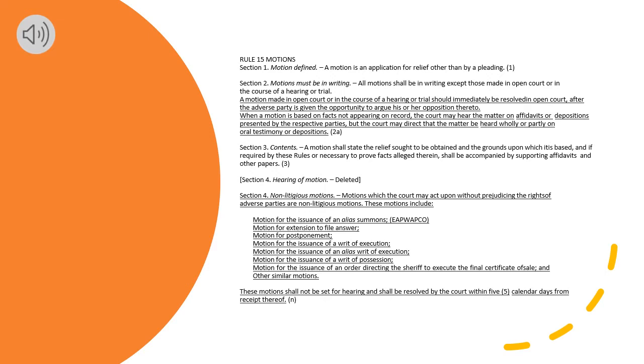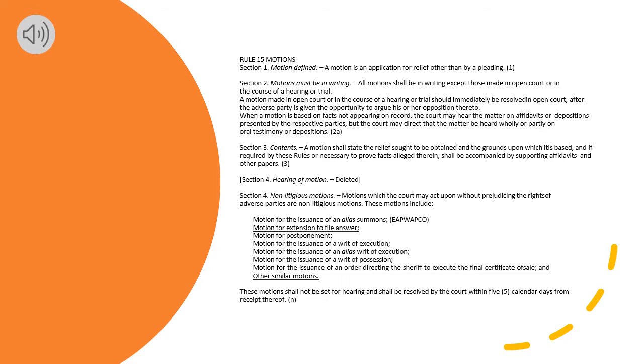Section 3. Contents. A motion shall state the relief sought to be obtained and the grounds upon which it is based, and if required by these rules or necessary to prove facts alleged therein, shall be accompanied by supporting affidavits and other papers. Section 4. Hearing of motion. Deleted.